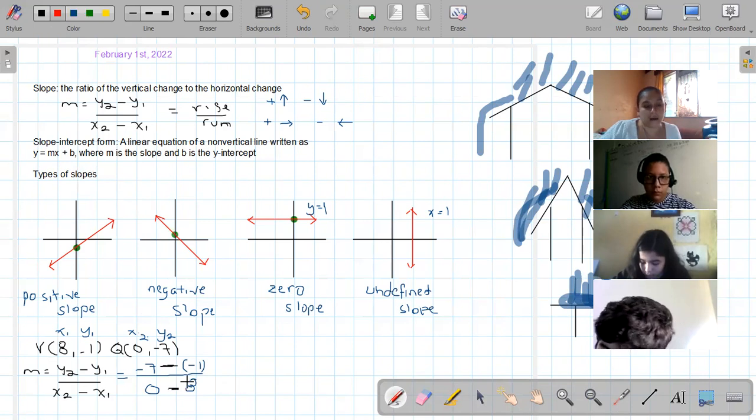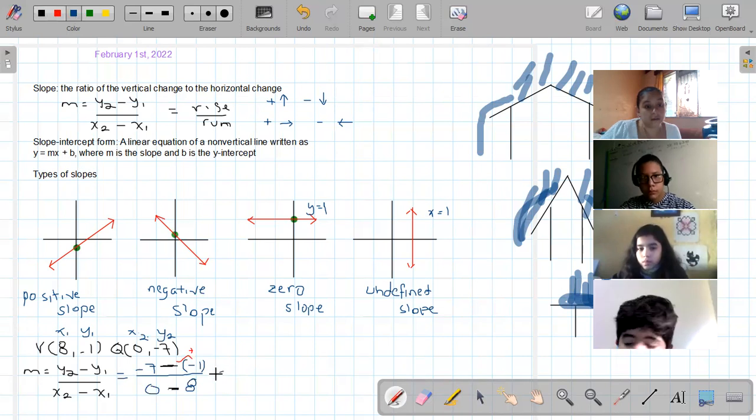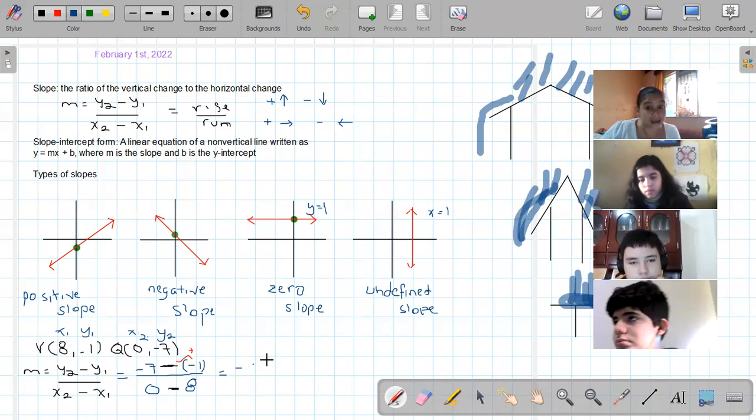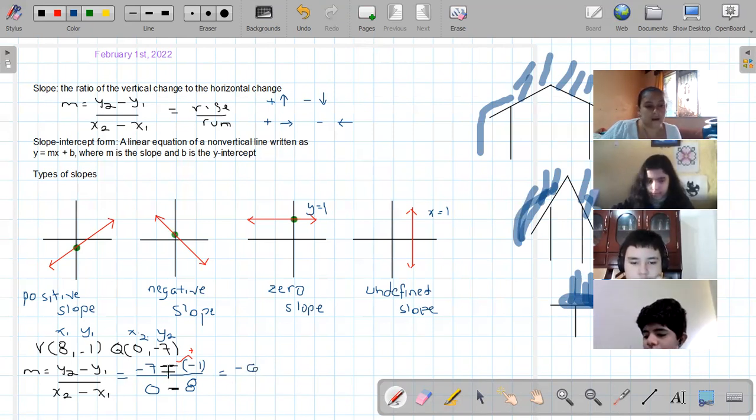Now I'm going to simplify and solve that. So negative times negative is positive. Negative 7 plus 1. Different signs, so I subtract and I keep the sign of the greatest number. So negative 7 plus 1 is negative 6. Okay, remember, with different signs I subtract and I keep the sign of the greatest number. You need to remember that.